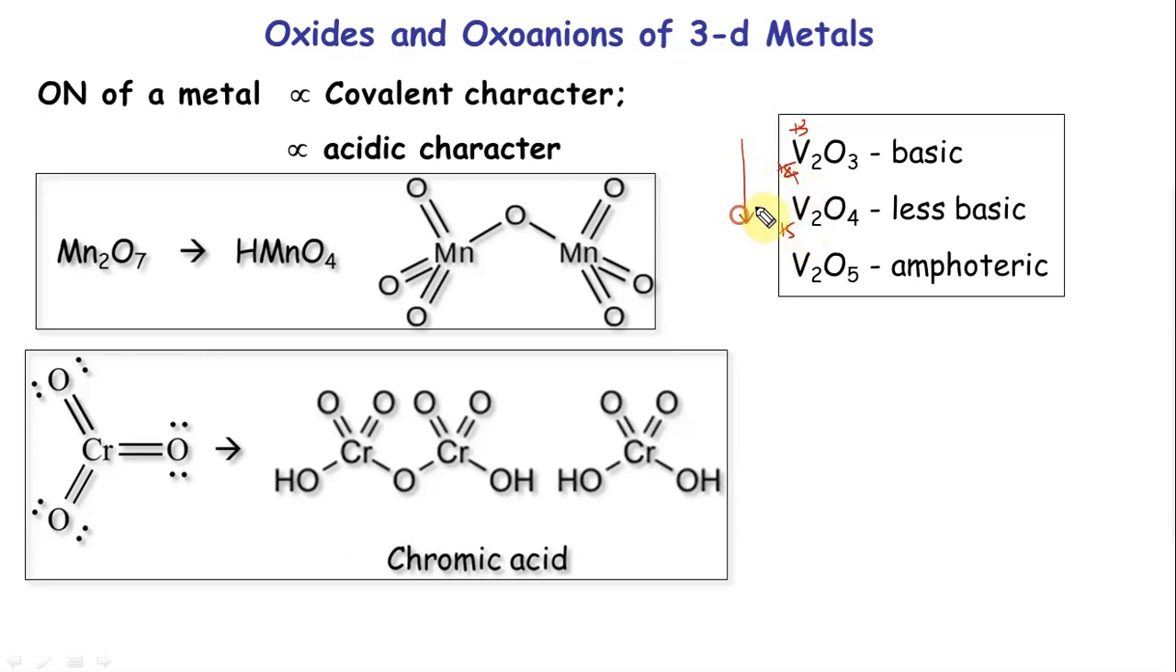As the oxidation number increases, you can say acidic character increases. Doesn't mean it becomes an acid. What used to be a base became less basic, and even less basic, that it is partly acidic and partly basic, which is amphoteric. Now a couple of structures which are in your syllabus you have to remember.